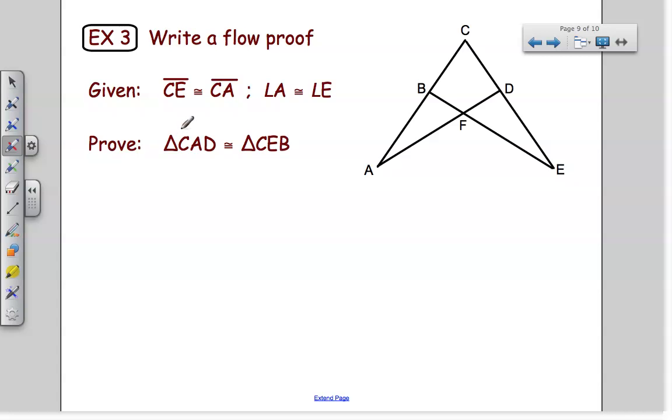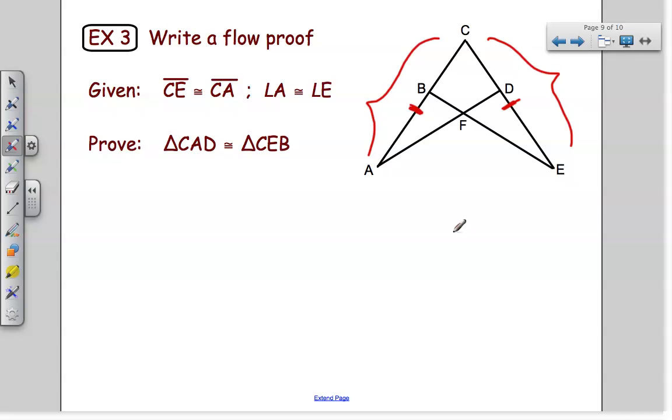Let's see. I am given that line segment CE is congruent to line segment CA. Maybe I'll mark these here. Okay, CE. I do have to be careful because that's the entire segment. It's congruent to line segment CA, and I have to be careful again because that's the entire segment. I'll kind of just go like this to indicate that it's the whole thing.